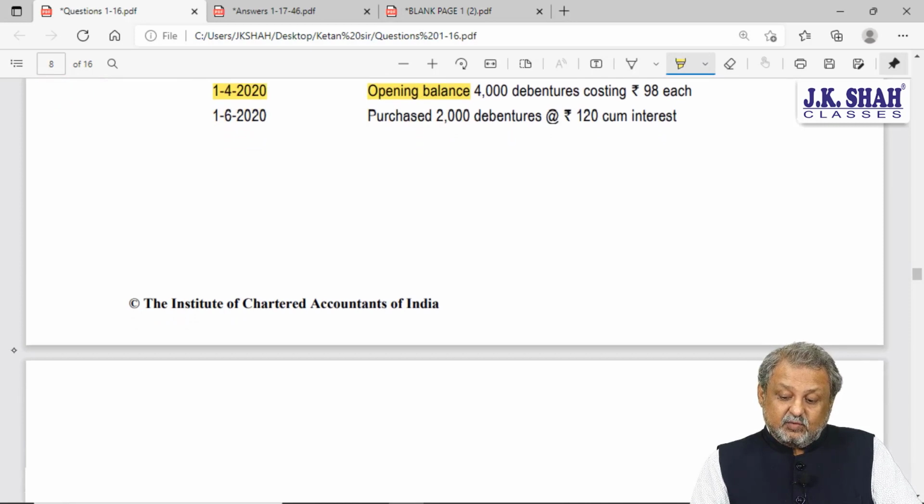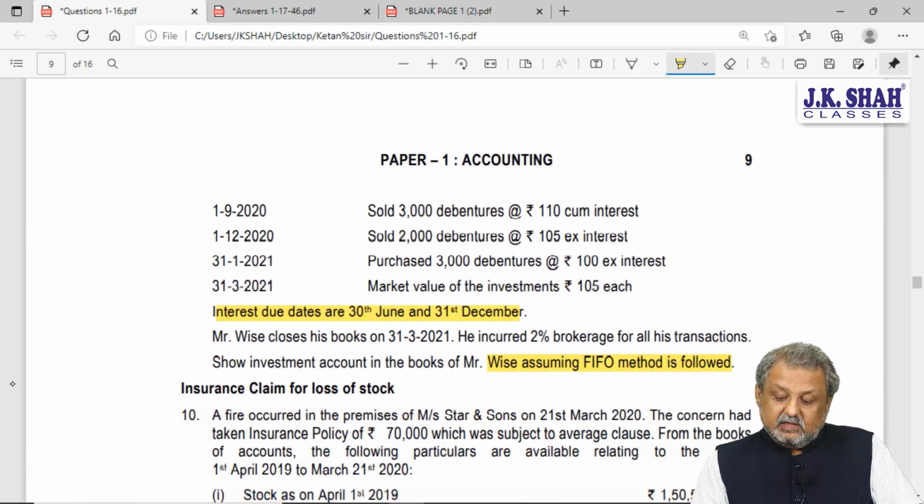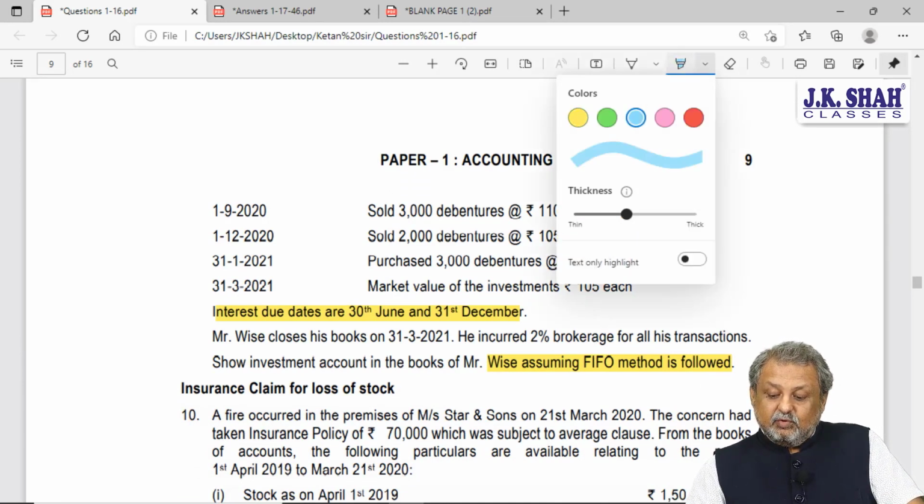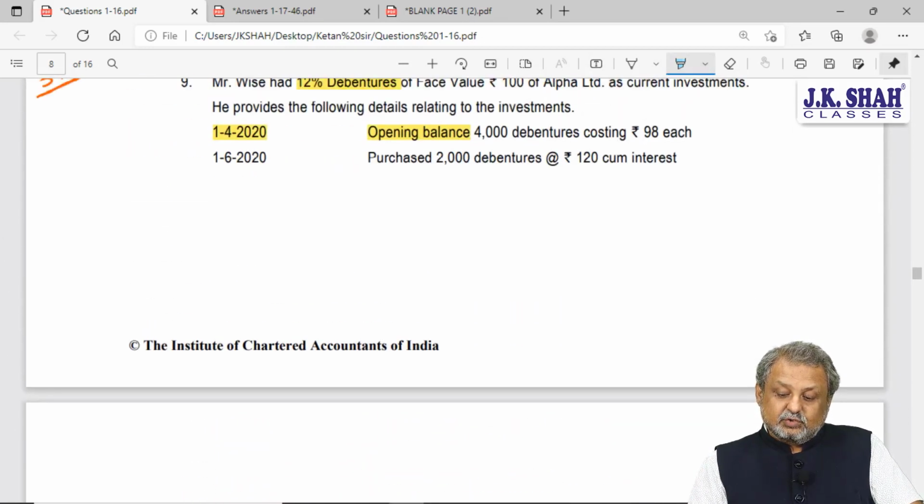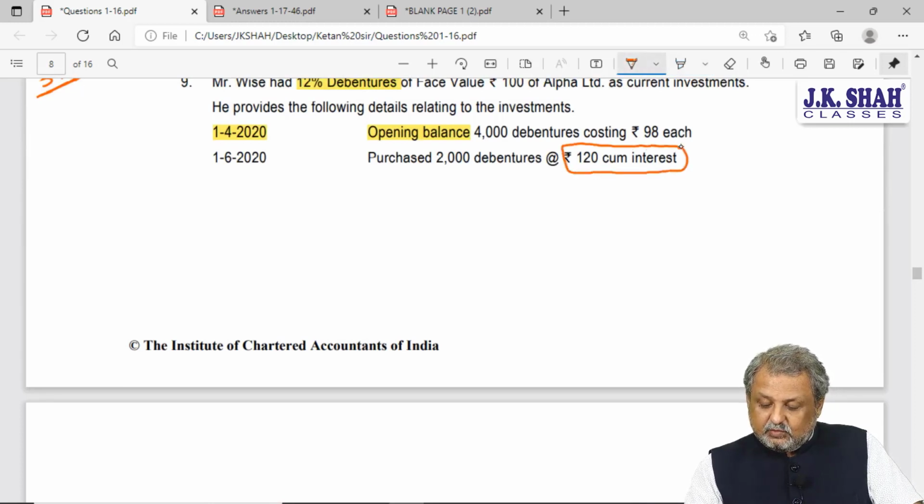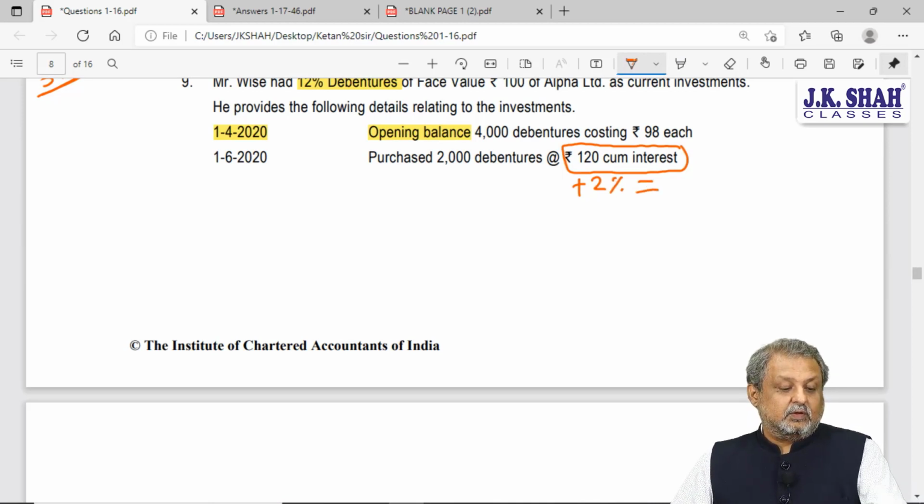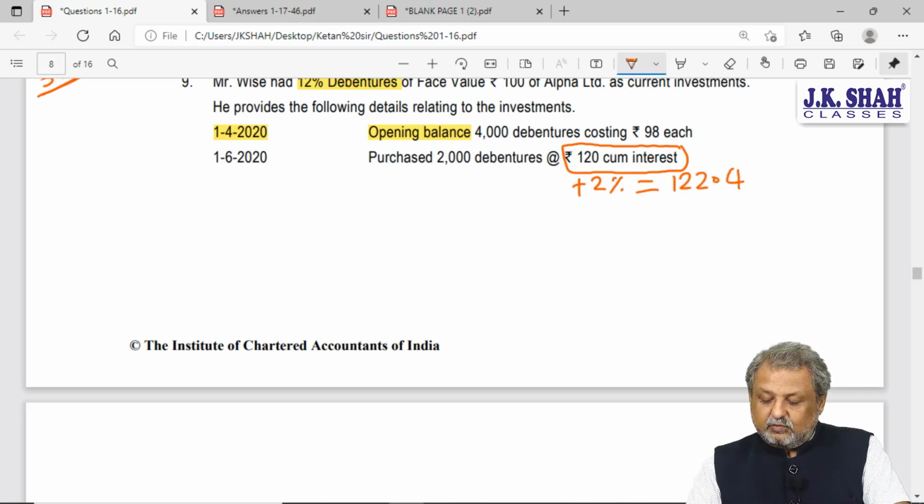At the end, the question is saying brokerage of 2% for all transactions. So 120, whatever is given to you, plus 2%, so 120 plus 2%, 122.4, multiplied by 2000.